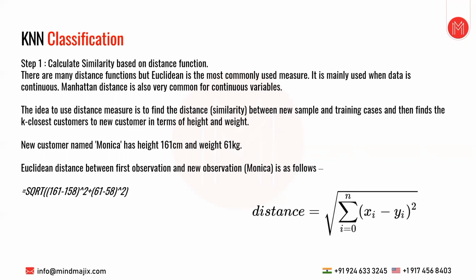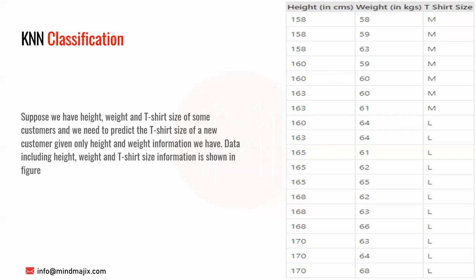The new customer, named Monica, has a height of 161 centimeters and a weight of 61 kg. Based upon Monica's parameters, we have to do some subtraction between these parameters and the table parameters. So, the Euclidean distance between the first observation and the new observation. The first observation is 158, 58 and M.